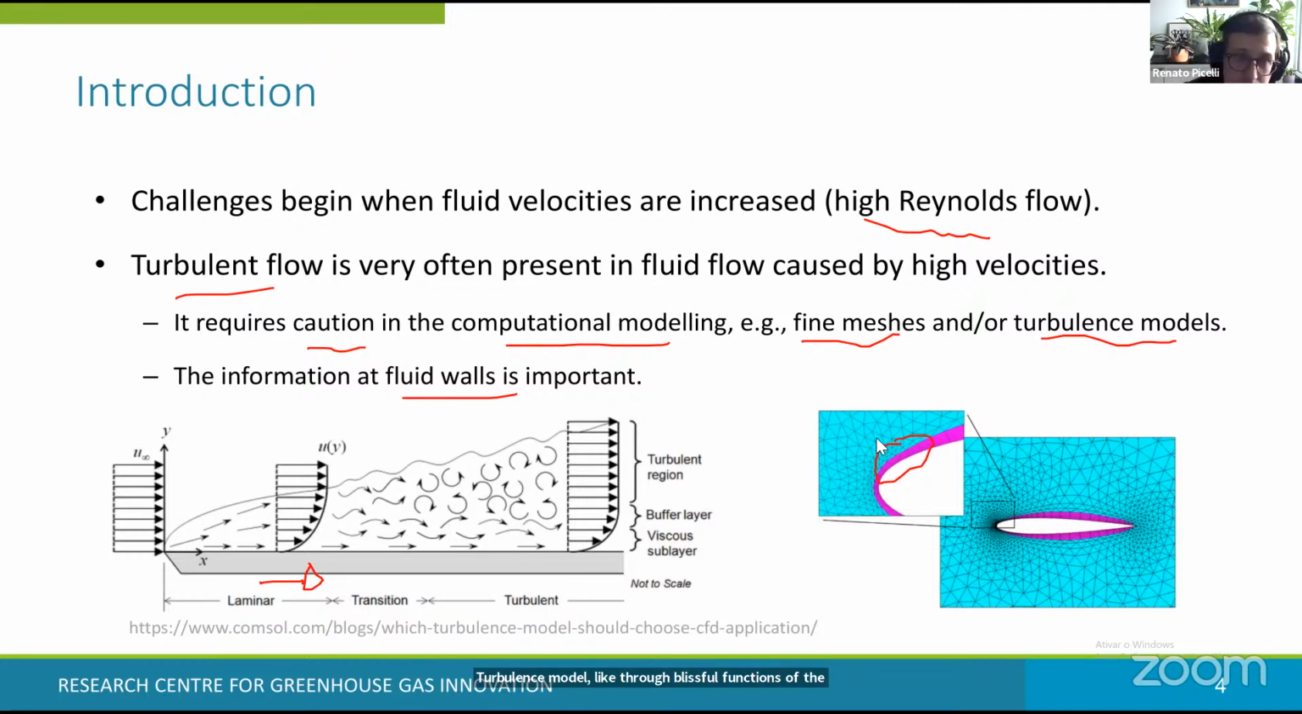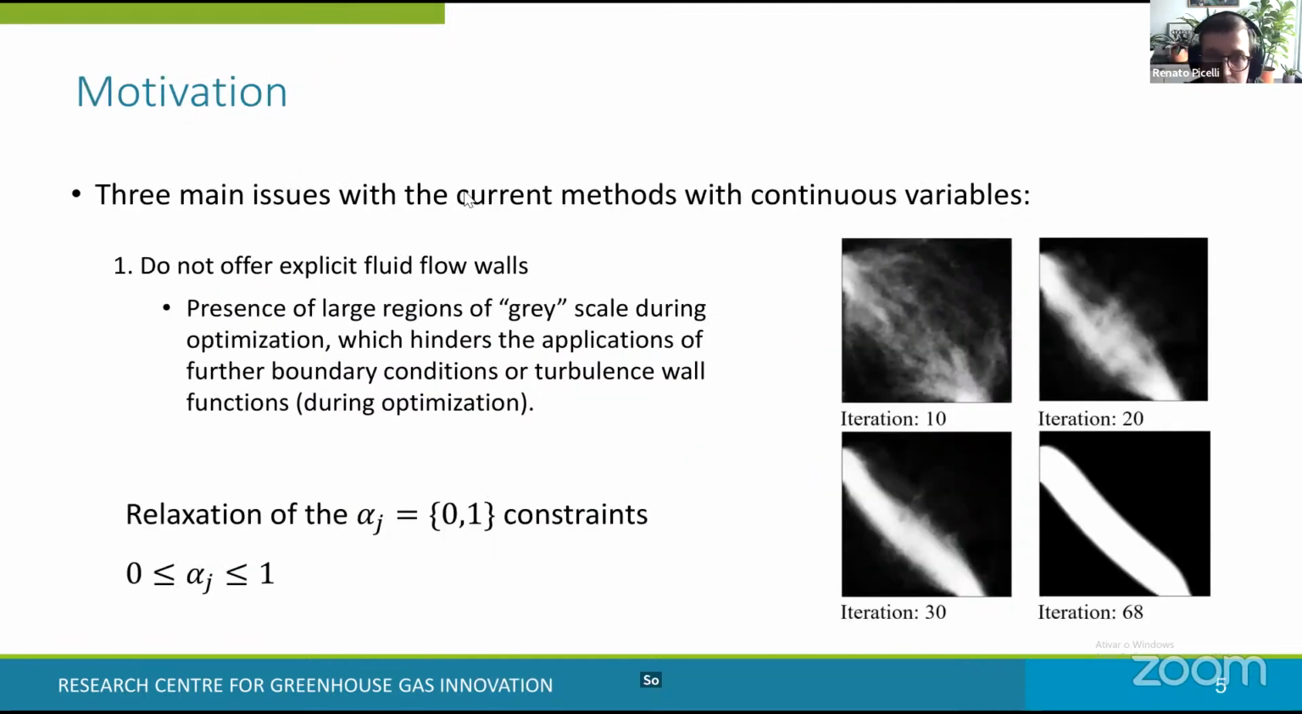So when doing topology optimization with turbulent flow, we need the fluid flow wall information. My main motivation starts with the fact that until the time we did this work, there were only density-based methods or continuous variables methods that employed laminar flow topology optimization. The main issues with these methods start with the fact that they do not offer explicit fluid flow walls.